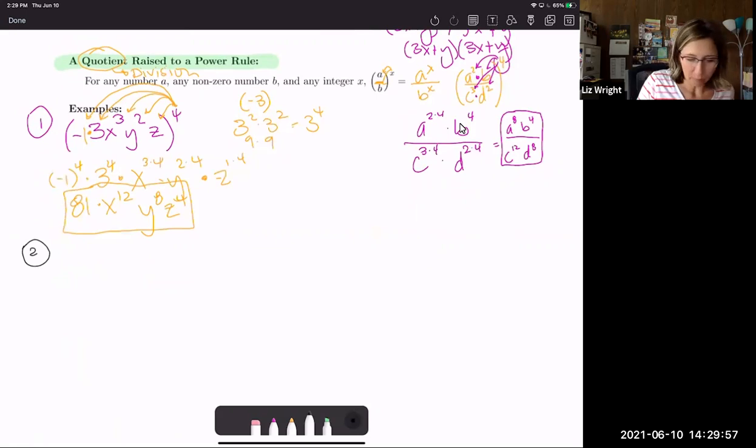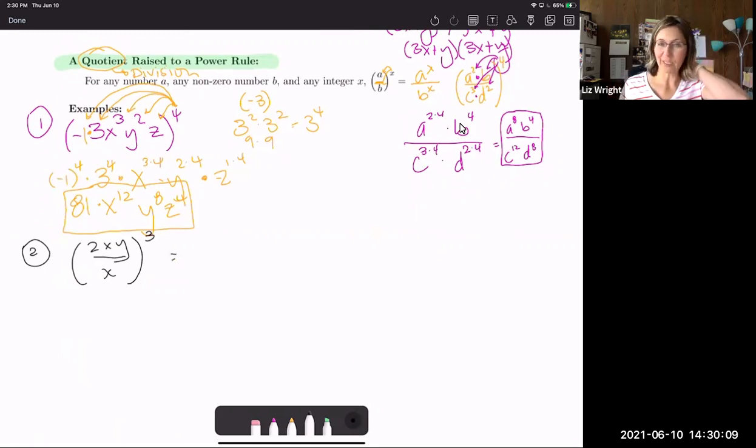So our next one is we've got 2xy all over x, and then we're raising that to the third power. All right, first look inside the parentheses and see if there's anything you can simplify, and then also verify, do we have any addition, any subtraction? Because if we do, we can't do our power rule. We can't do our power rule on a product or a quotient. And we don't have any addition or subtraction, so we are allowed to do our power rule.